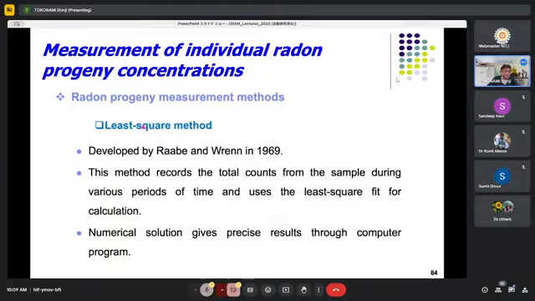Least square method. It was developed by Rolle in 1969. This method records the total counts from the sample during various periods of time and uses the least square fit for calculation. Numerical solution gives precise results through computer program.